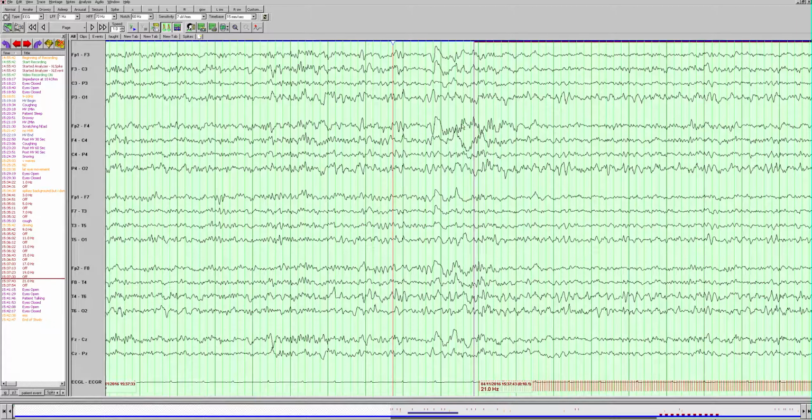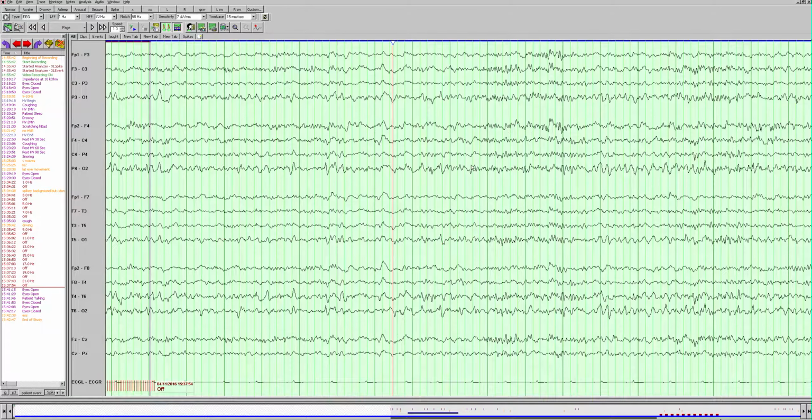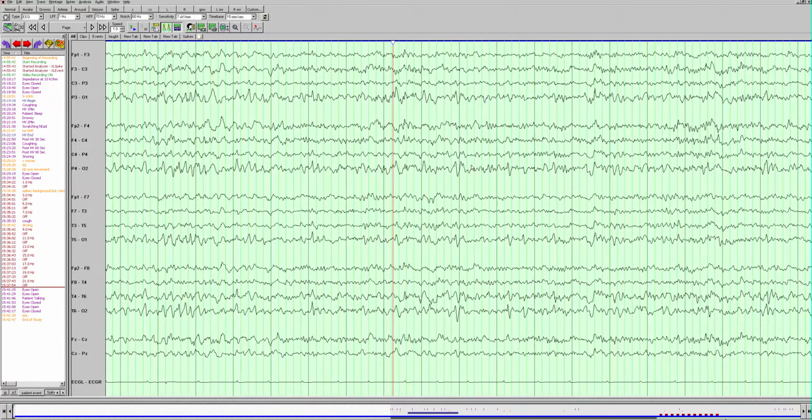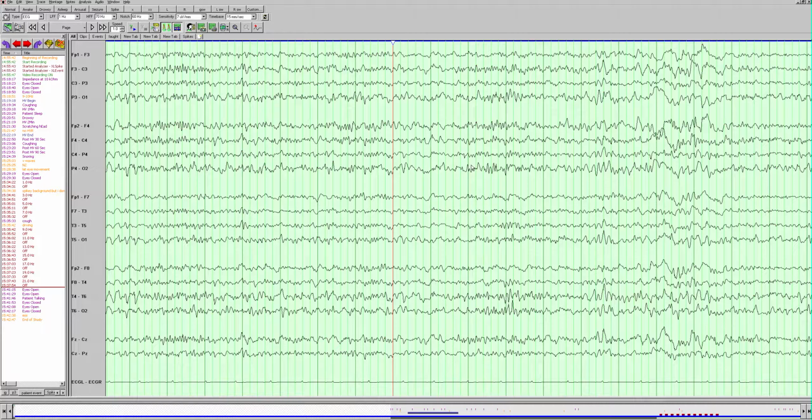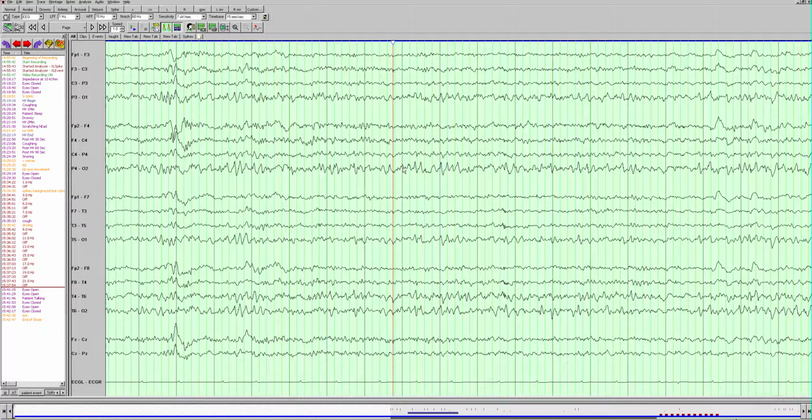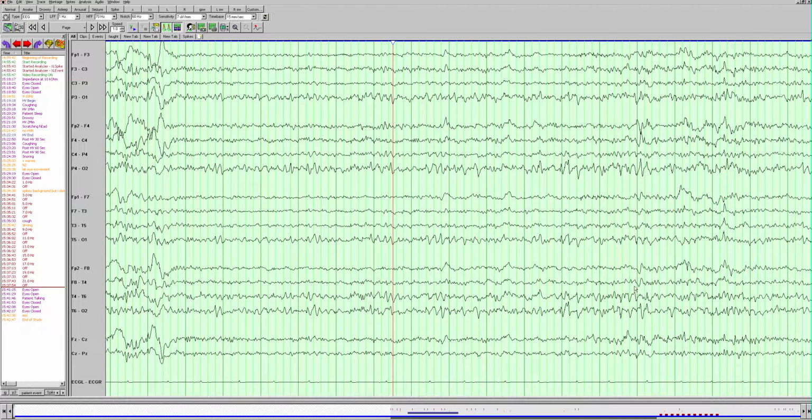And this looks like the patient is getting drowsy with some vertex waves, possibly even some spindle activity here. And these are actually runs of POSTS here. See this? They have almost a triphasic appearance to them. And see how they appear in runs here? They look like shark fins in runs. And they can be quite high amplitude.